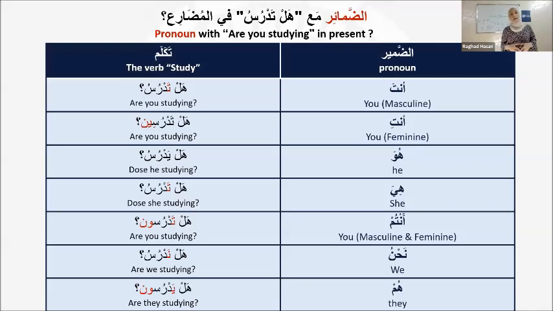هي, she, هل تدرس. Is she studying? هي هل تدرس. أنتم, you plural, masculine or feminine, هل تدرسون. As we see, we just add واو and نون at the end of the word. So أنتم هل تدرسون. نحن, we, هل ندرس. And هم, they, هل يدرسون. So I just add a ya at the beginning and واو نون at the end. هل يدرسون. Are they studying? هل يدرسون.